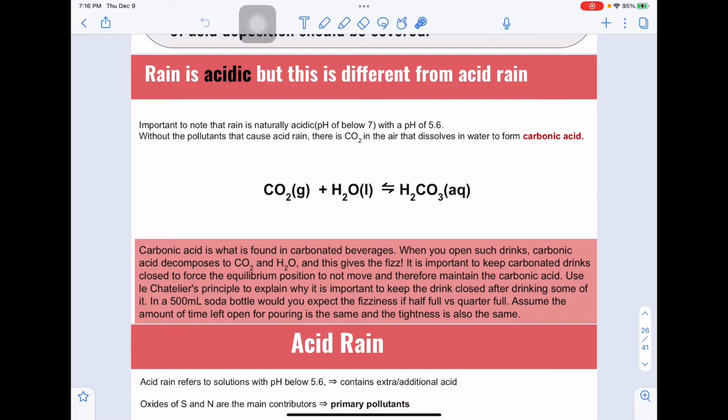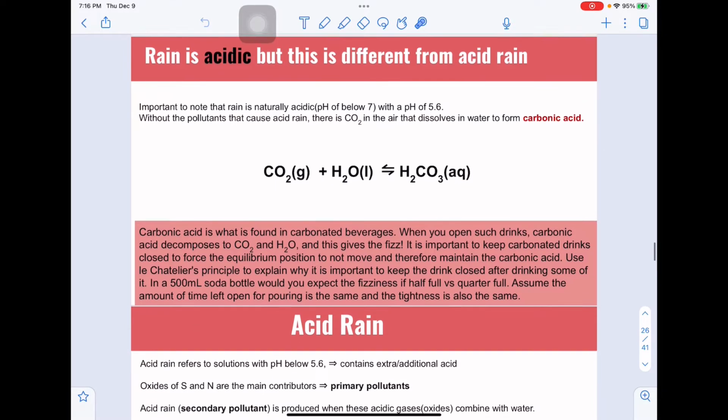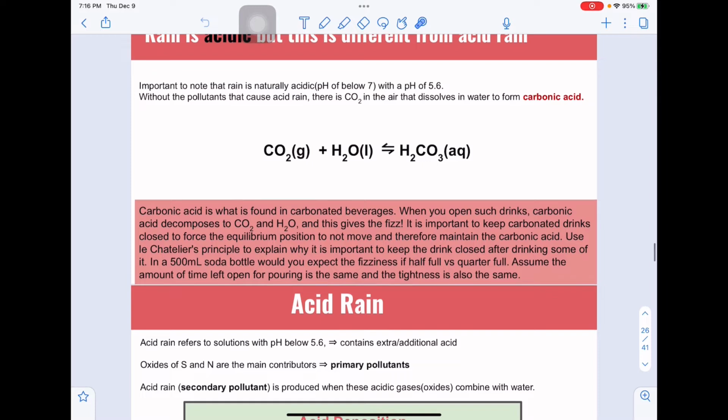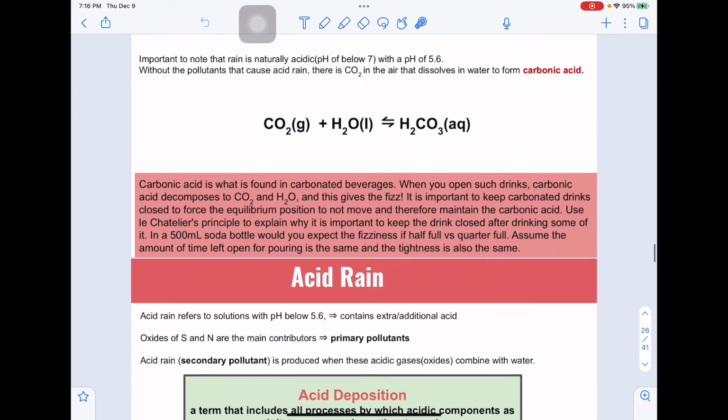So when you open a bottle of Coke, for instance, you hear that fizz. That's because the equilibrium is shifting from this side going that way. So carbon dioxide is being produced and you may see some bubbles there. Okay, so rain is naturally acidic because of carbonic acid. It has carbonic acid in it naturally, but that is not acid rain.